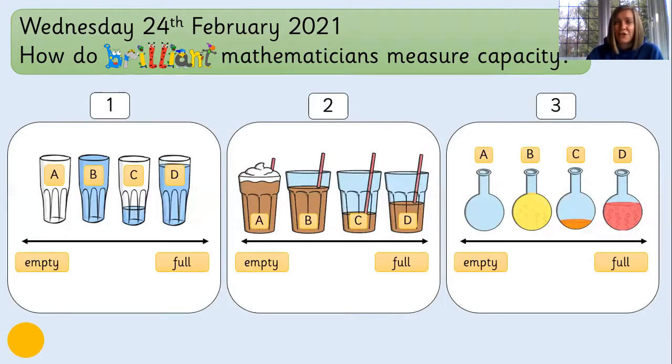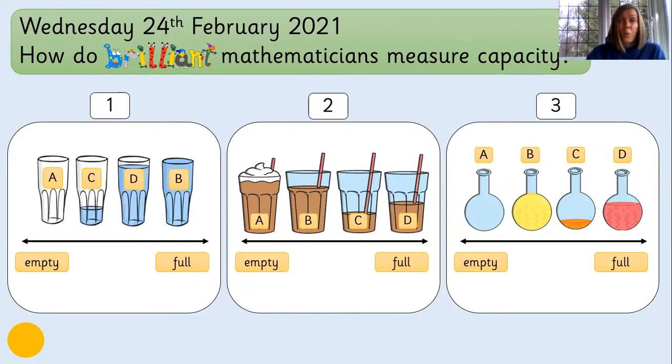Let's have a look to see if you did some ordering for the yellow challenge. So we had those glasses to start with, and we needed to order glasses A, B, C, and D and put them in the right order from the empty glass to the full glass. So let's have a look. We should have ordered the letters starting with A being empty, C being nearly empty, then D being nearly full, and of course B was the full cup. So well done if you got the order A, C, D, and B.